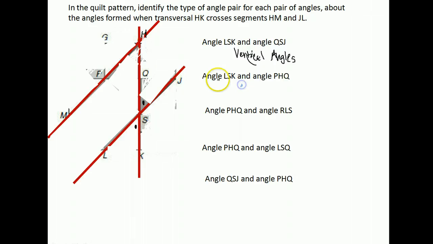Okay, so next we're to do angle LSK and angle PHQ. So LSK, we already identified, is right here, S at the vertex. PHQ. Okay, well, PHQ is supposed to start out here at P, H to Q, and H is the middle letter. That's where our angle is located. Those are our two angles.